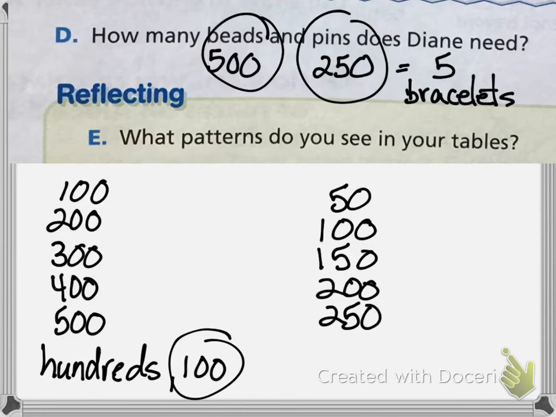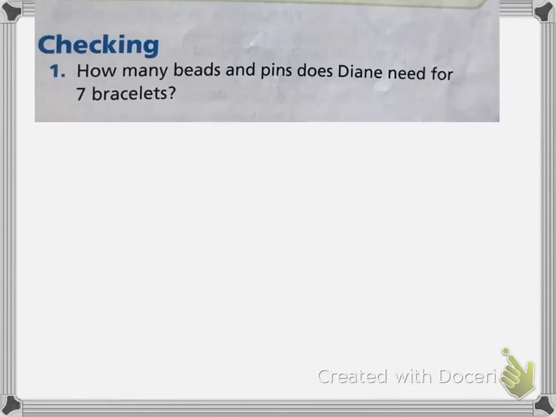And think to yourself, that would be counting by 50. So we're seeing a pattern of counting by 100 and a pattern of counting by 50. Okay, now I would like you to write down number 1. And it says, how many beads and pins does Diane need for 7 bracelets?